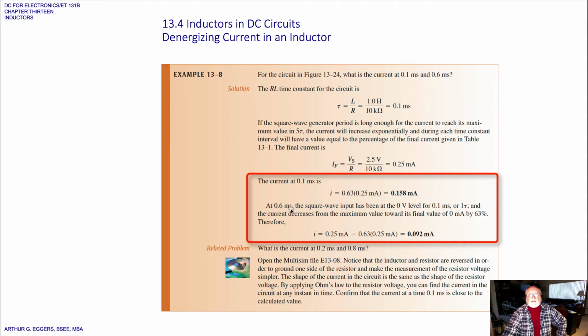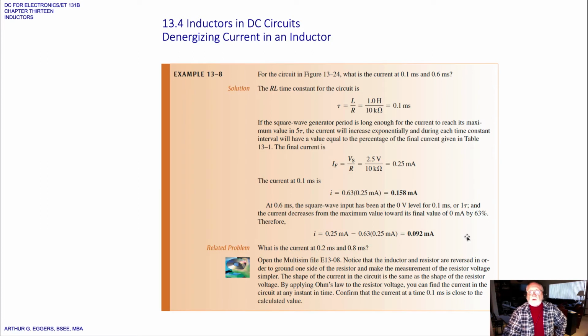At 6/10 of a millisecond, the square wave input has been at the zero level for 6/10, or 1 tau, 1 time constant, and the current decreases from the maximum value toward its final value of 0 by 63%. So again, we run it through the relationship. The current is equal to 1/4 of a milliamp. We're going to subtract that 63% of that quarter, and we get 0.092 milliamps, okay, 92 thousandths of a milliamp.